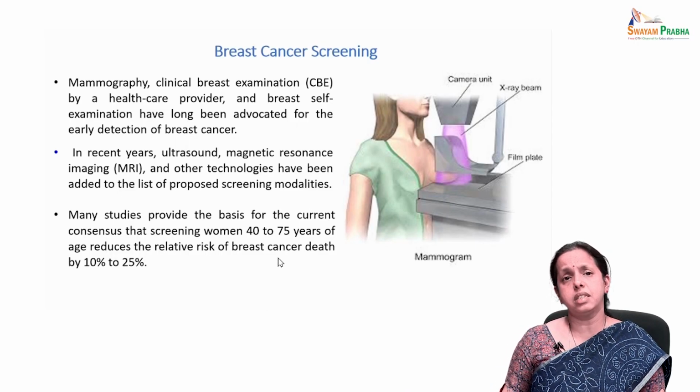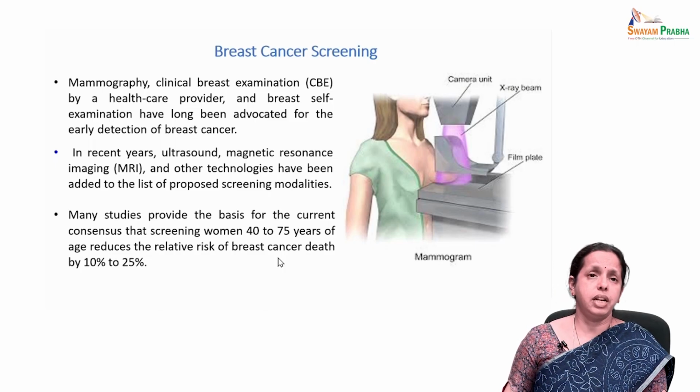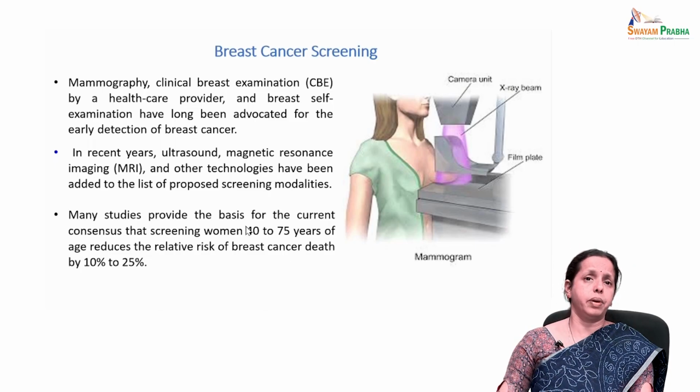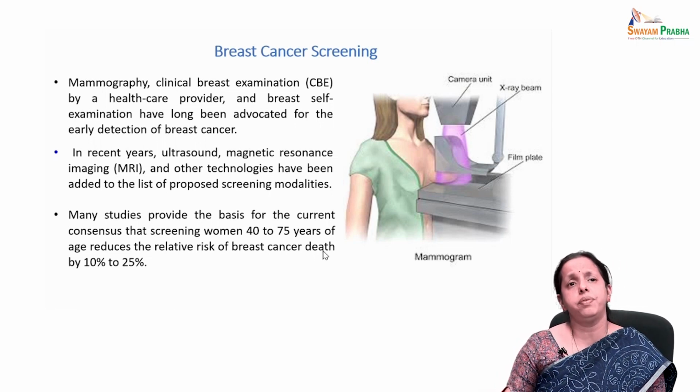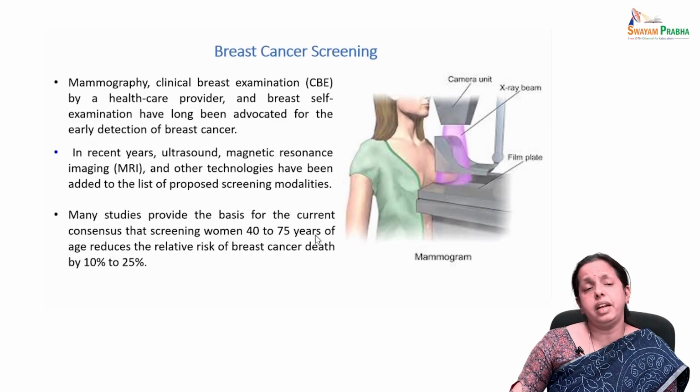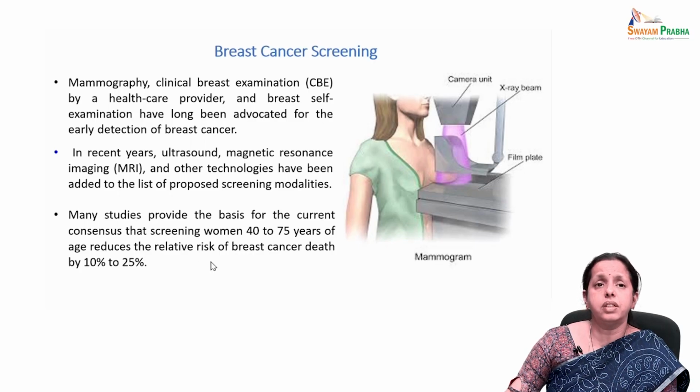After many studies going through several screenings, they have come to the consensus that if women aged between 40 and 75 years are screened, there is a reduction in the relative risk of breast cancer death by 10 to 25%.